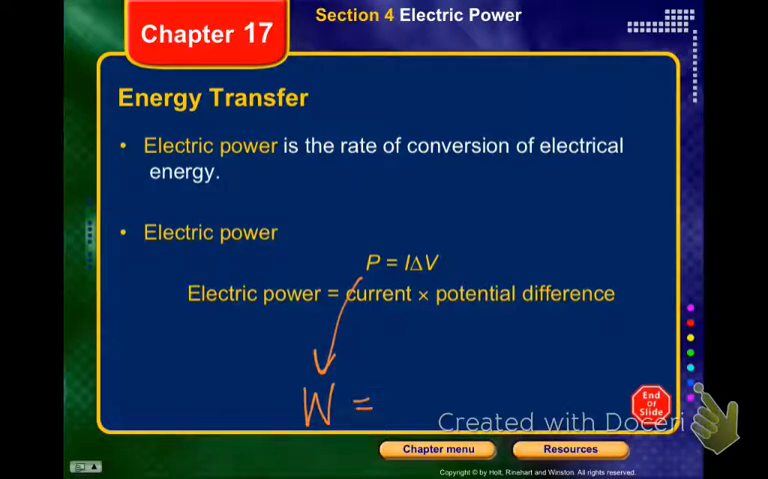What was the symbol or the unit that we used for current? The unit is amps. And what was the unit for potential difference? Volts. So amps times volts is going to be equal to watts.